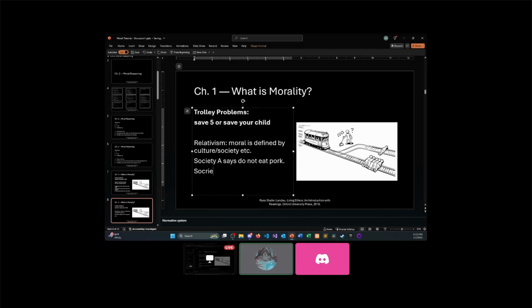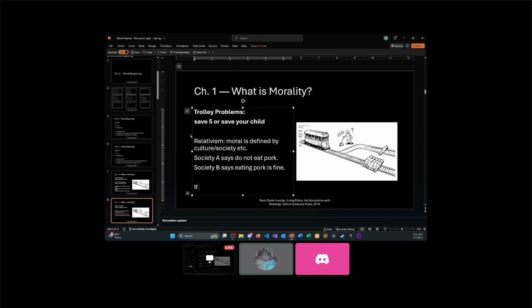Society B says eating pork is fine. And according to relativism, both of those can be true, depending on which society you're talking about. Does that make sense?